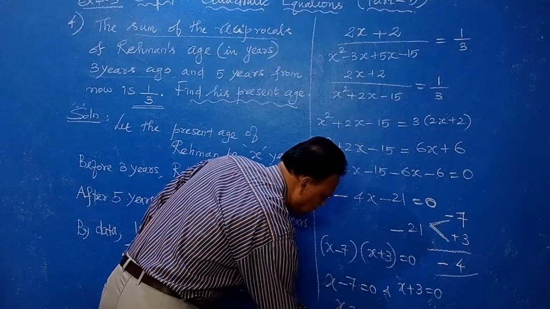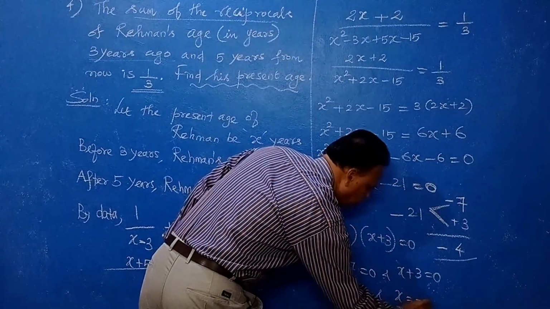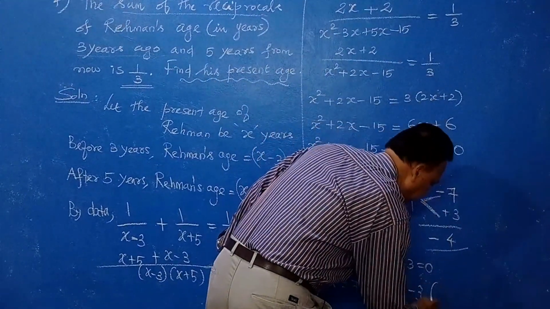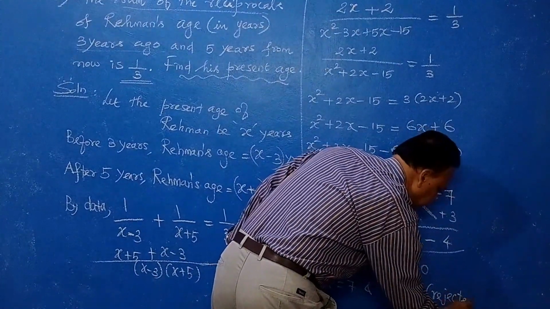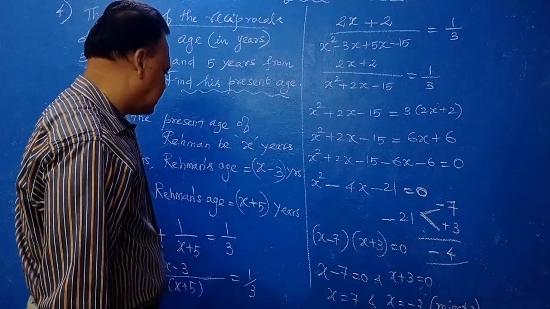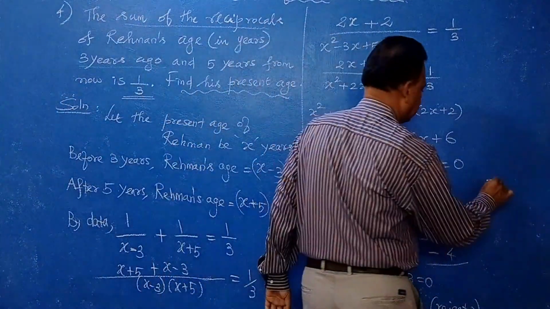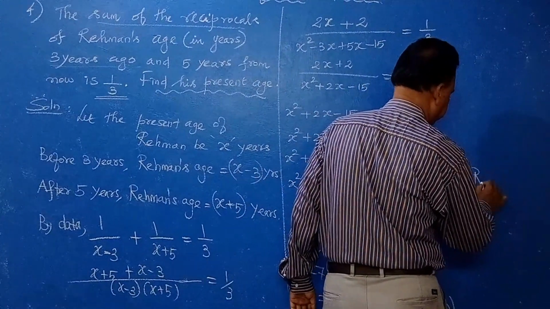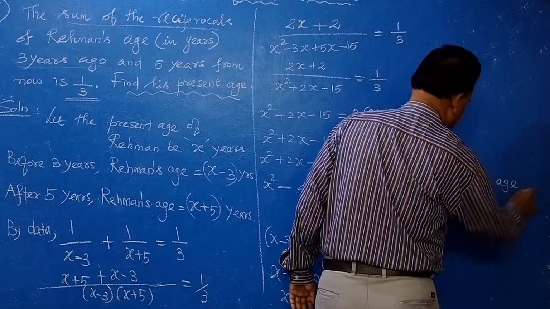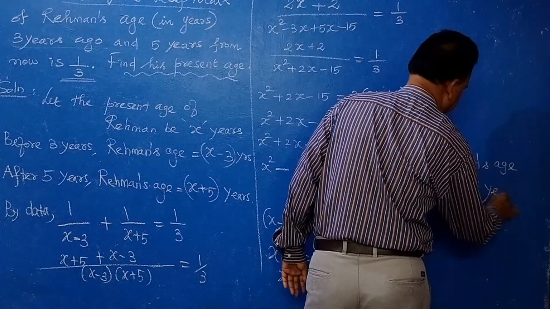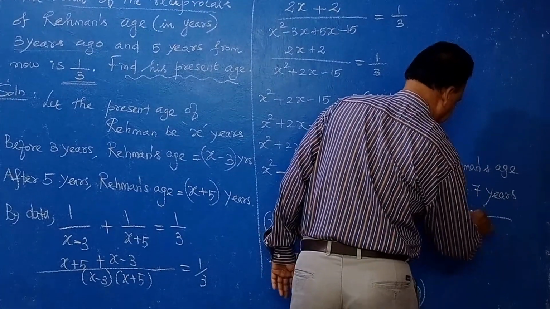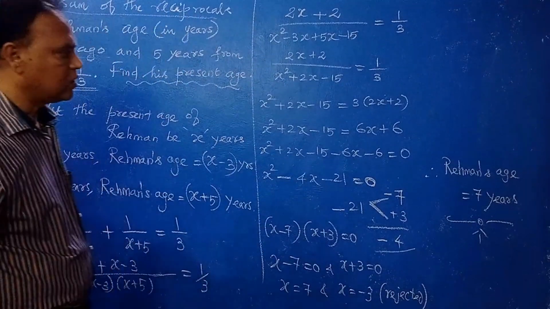Now x is equal to 7, and x is equal to minus 3 is not possible. Okay, that is rejected. Negative is rejected. Age cannot be negative. Therefore x is equal to 7. Therefore, write the final answer. Therefore Rahman's age is equal to 7 years.